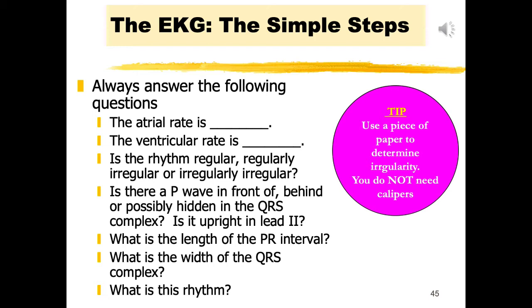Is it upright in lead 2? What is the length of the PR interval? What is the width of the QRS complex? And then from those answers, you can determine what this rhythm is.